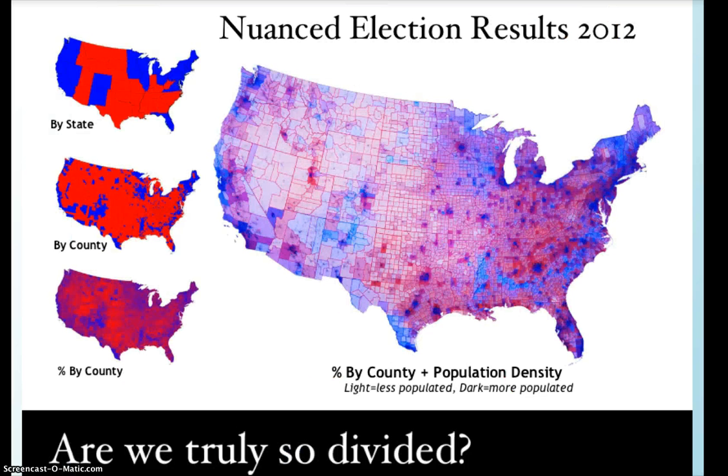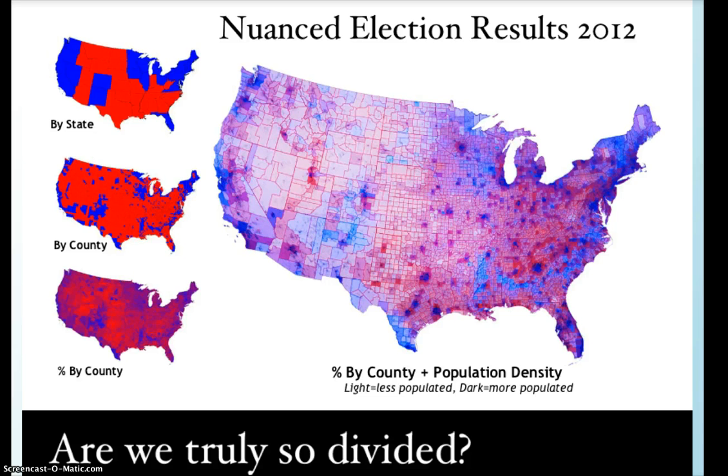Here's some other ways to visualize election results. So this is that same election. We have a few different visualizations. In the top left, we have that visualization by state majority that we saw before. Going down, we see then that division by county. So we begin to see that it's perhaps more nuanced than that initial by state example. And then we see percentage by county, showing kind of a gradation.